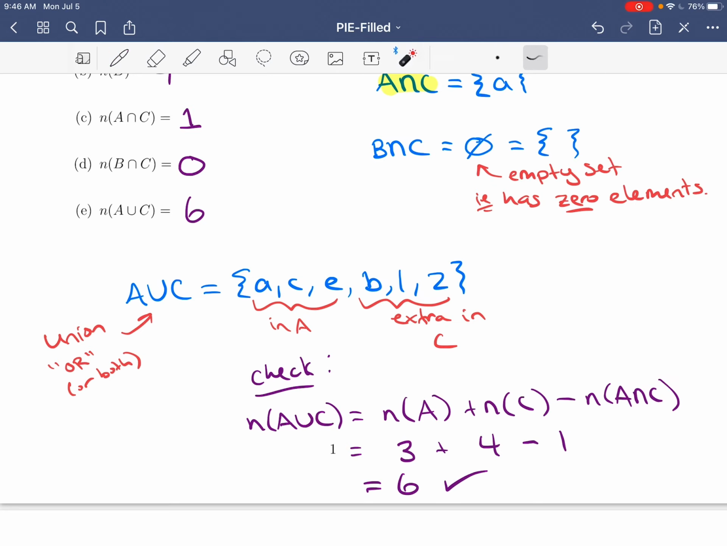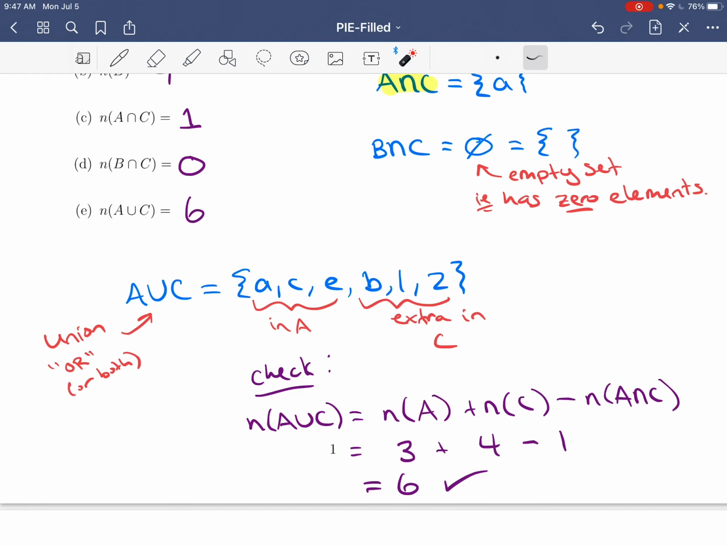So what happens is you're taking everything in A, and you're taking everything in C, and you're saying, okay, well, we counted some elements twice because some of them were in both sets, so these elements are the ones that were in both sets, so we're going to get rid of them one time. Okay, so then we've only counted them once because we don't want to have repeated elements in our set. Okay, so that's where the formula comes from.